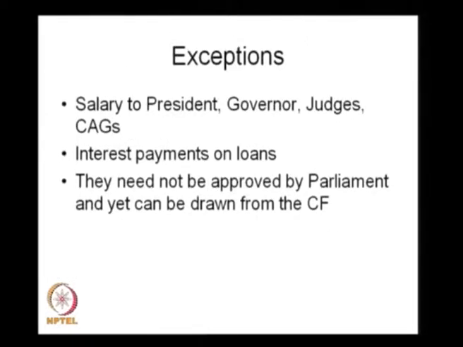Now, there are some exceptions, like the salary to the president, the salary to the governor, judges, constitutional authorities like the CAG, and interest payments on loans. These are all exceptional expenses of the government that need not be approved by the parliament and still could be drawn from the consolidated fund. I said before that all the expenses out of the consolidated fund need prior approval from the parliament except these exceptions.